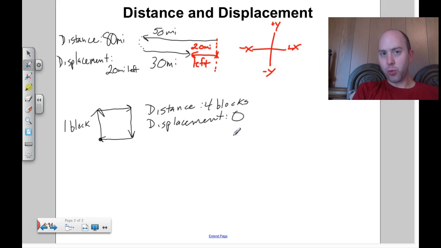So distance-wise, you've moved 4 blocks. Displacement-wise, you didn't move at all. So that's what's kind of crazy between the two of them, distance and displacement. Again, distance is the total journey, whereas displacement only cares about how far from the starting point you are from the ending point. In this case, it's 0.